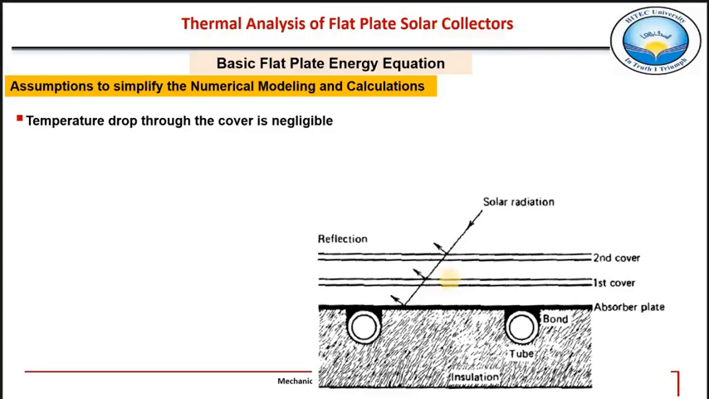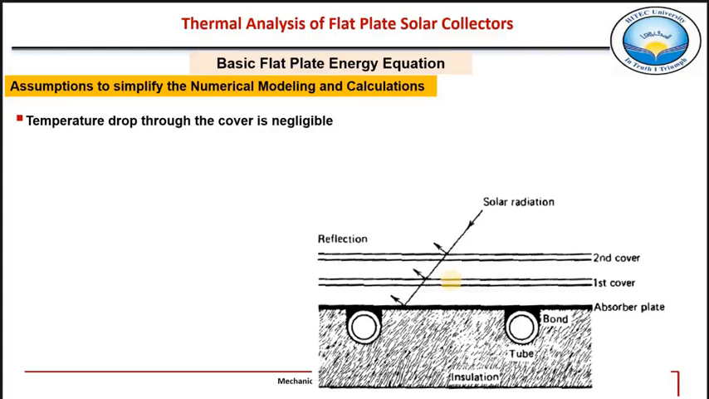Next, temperature drop through the cover is negligible. It means the conductive resistance of these glass covers is assumed negligible. So we would be saying that the temperature on this edge is equal to the temperature on this edge. Because normally the thickness of these glass covers is so small that we can assume that the temperature drop across this thickness of the glass cover is negligible.